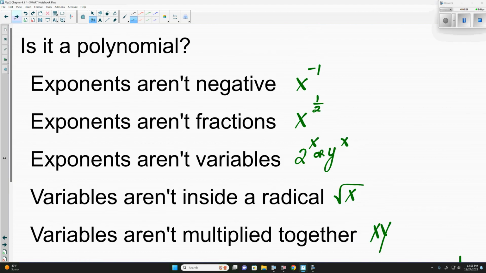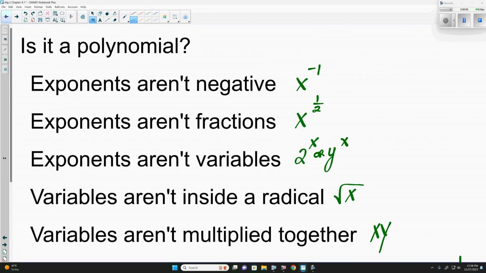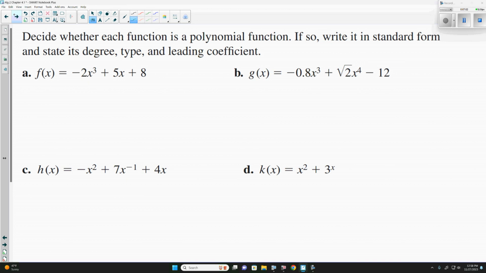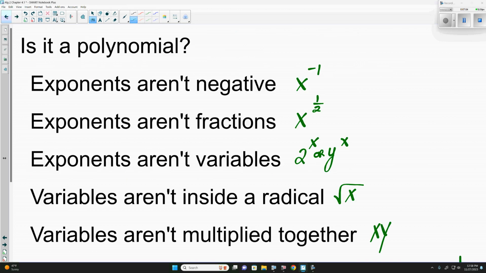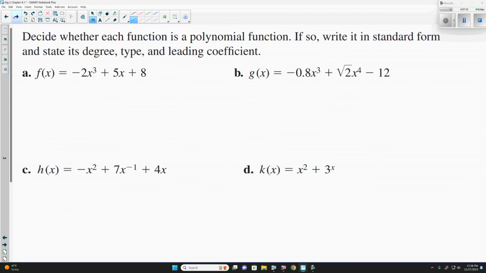Are any of the exponents negative? No. Are any of the exponents fractions? No. Exponents that are variables? No. Do we have any variables inside of radicals? Any variables in the bottom of a fraction? Any variables being multiplied together? So, can we say this is a polynomial function? Yes. Okay. Since it is, we need to first write it in standard form.